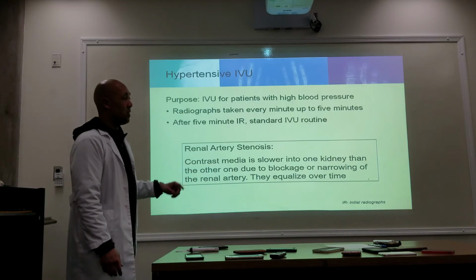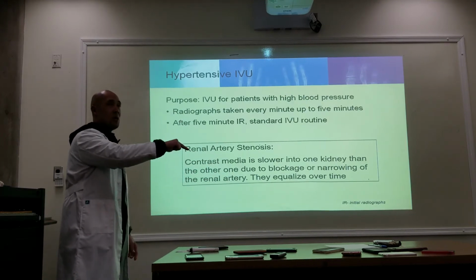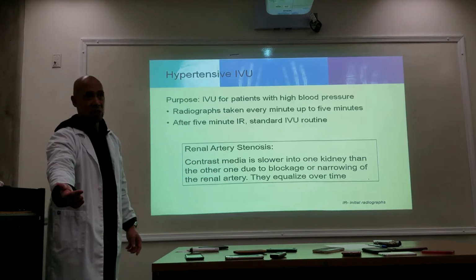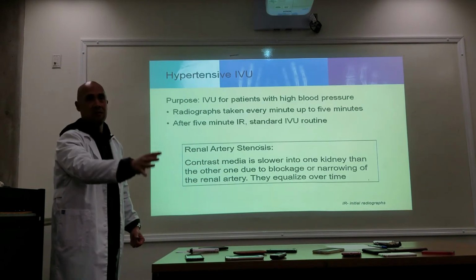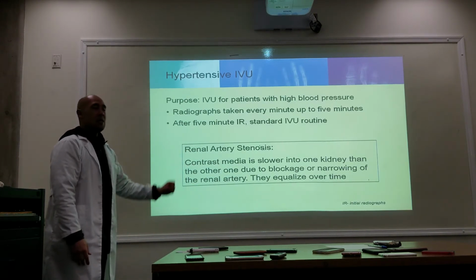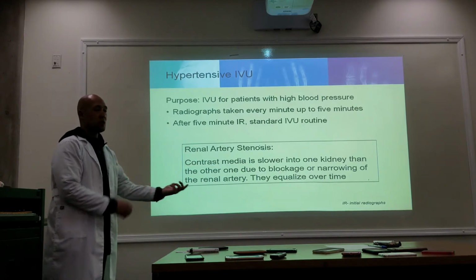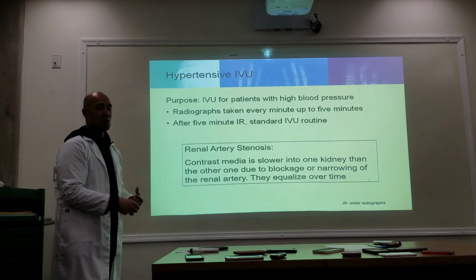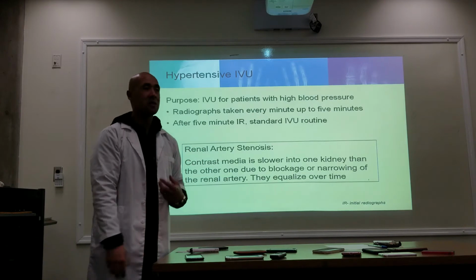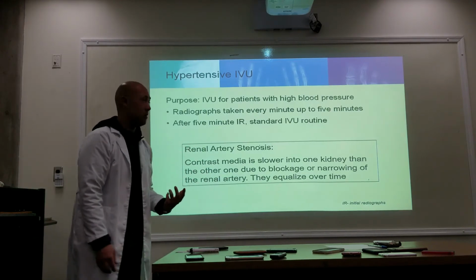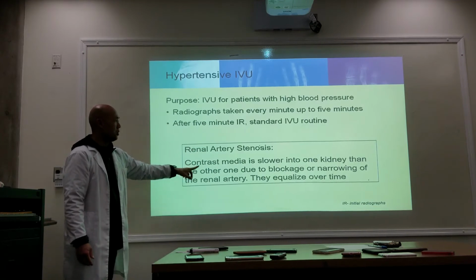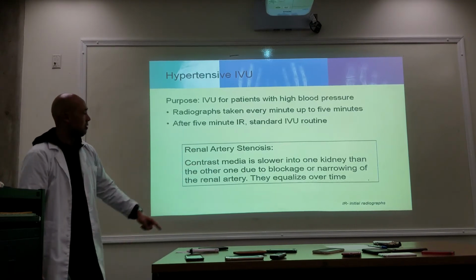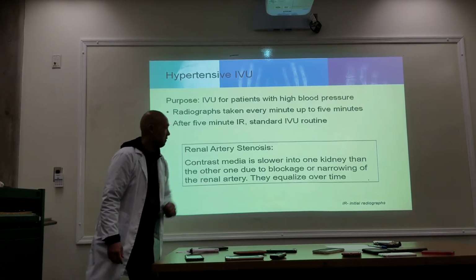So instead of doing the 1 minute and then waiting till 5 minutes to do the next shot, we're going to do 1, 2, 3, 4, and then 5. Okay? And if they're hypertensive, if there is an occlusion, the side that has the occlusion will fill a little bit longer. It will take longer for it to fill up. Okay, so contrast media is slower into one kidney than the other due to the blockage or narrowing of the artery. Okay, eventually they'll fill up over time.